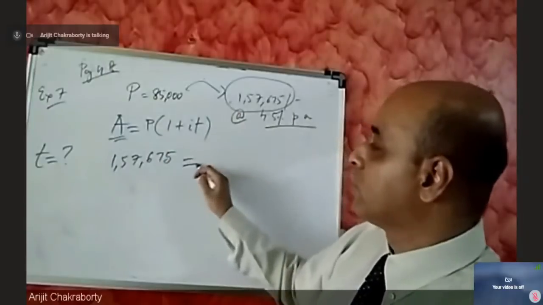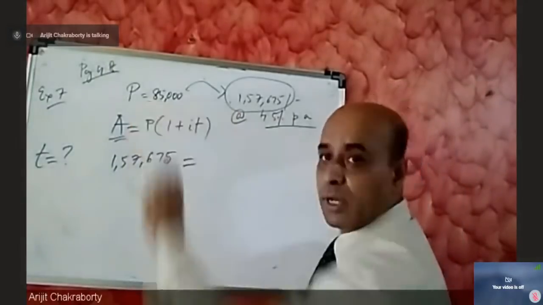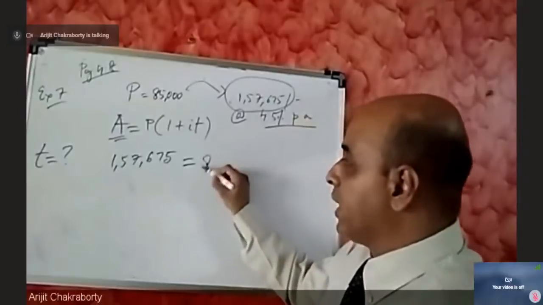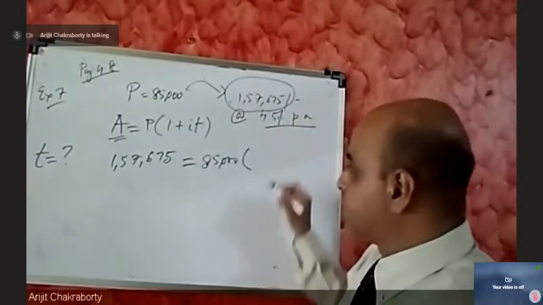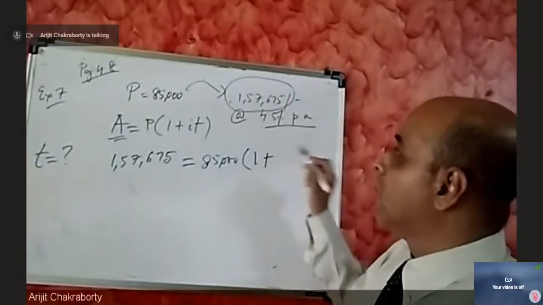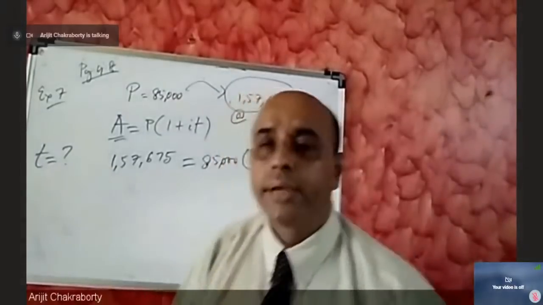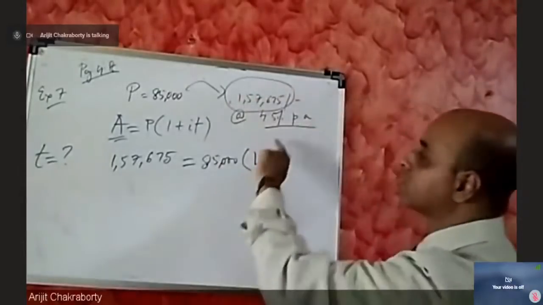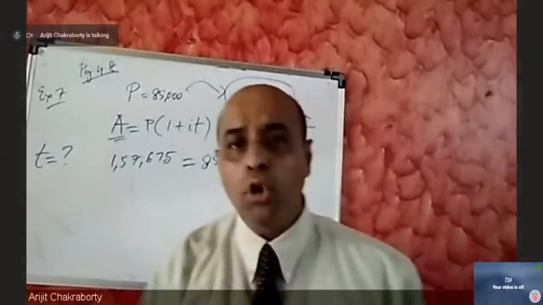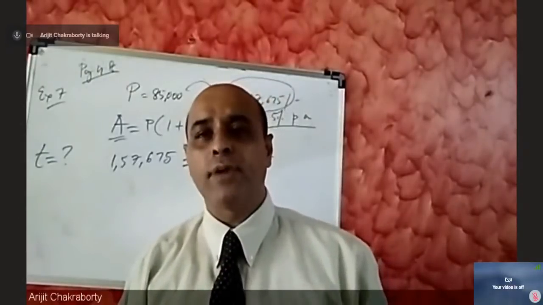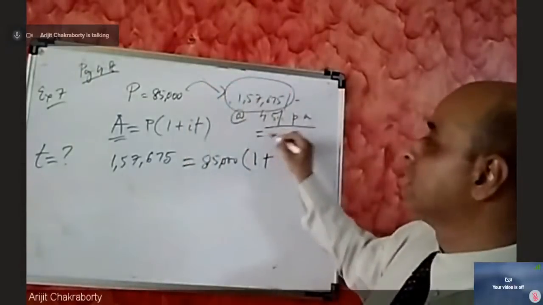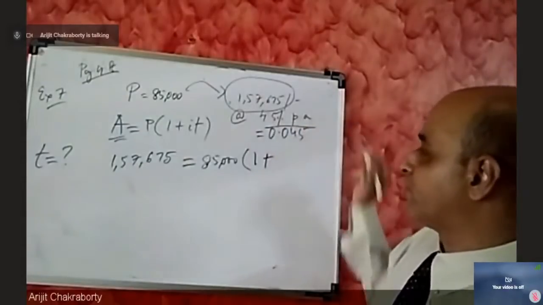1,57,675 is equal to P, where P is principal, 85,000. So 85,000 multiplied by 1 plus I into T. Now I is given. Please note that I is given as 4.5%. Okay, I is 4.5%, which means it is equal to 0.045.